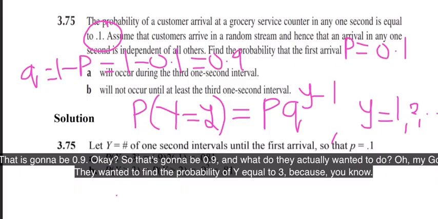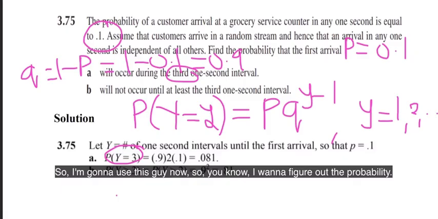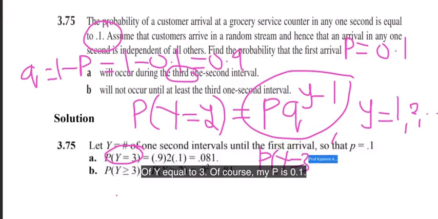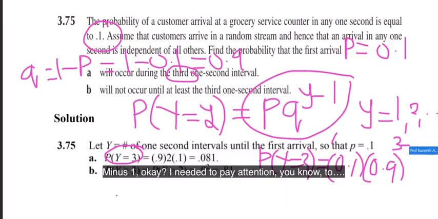And what do they actually want you to do? They want you to find the probability of y equal to 3, because they said the first arrival will occur during the third one second. That very third means y equal to 3. So I'm going to use this now. I want to figure out the probability of y equal to 3. Of course, my p is 0.1, and q is 0.9, that I just computed, raised to power 3 minus 1. I need to pay attention to all of that.